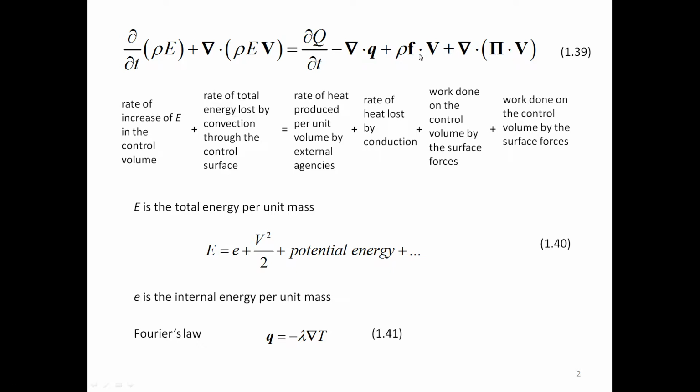Here E is the total energy per unit mass, and it is given by the following expression, where e is the internal energy per unit mass. The first term on the left-hand side of equation 1.39 represents the rate of increase of E in the control volume, while the second term represents the rate of total energy lost by convection through the control surface.